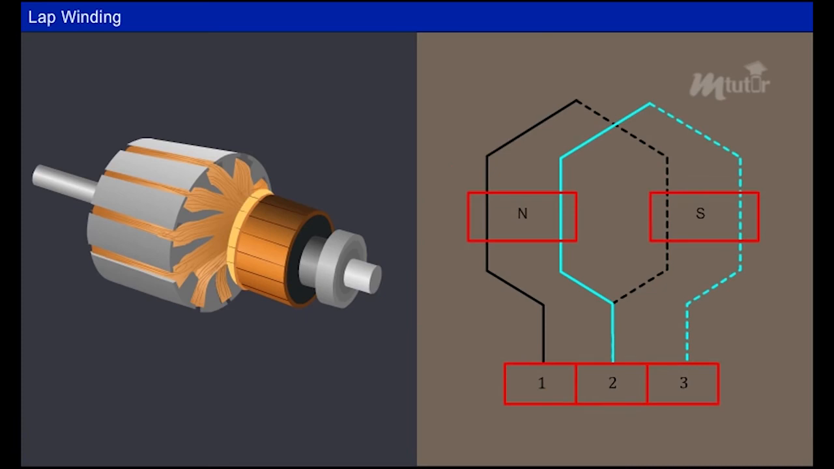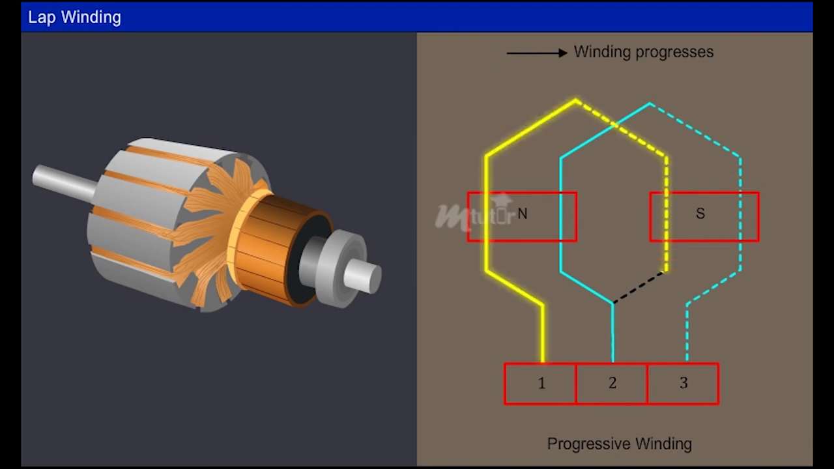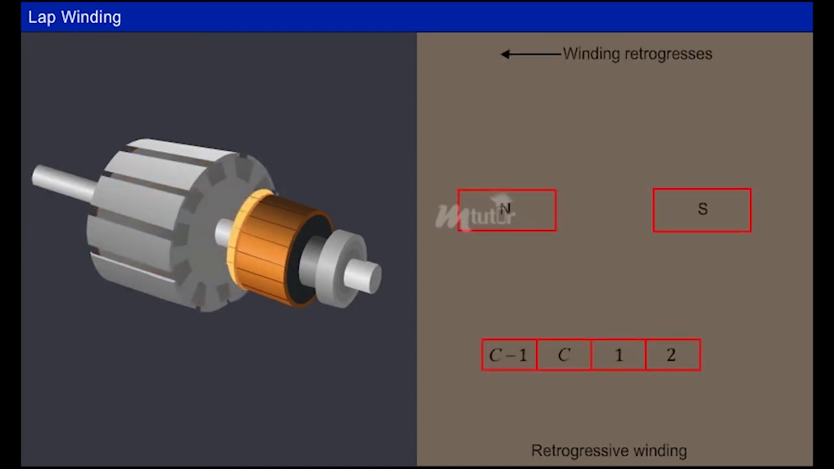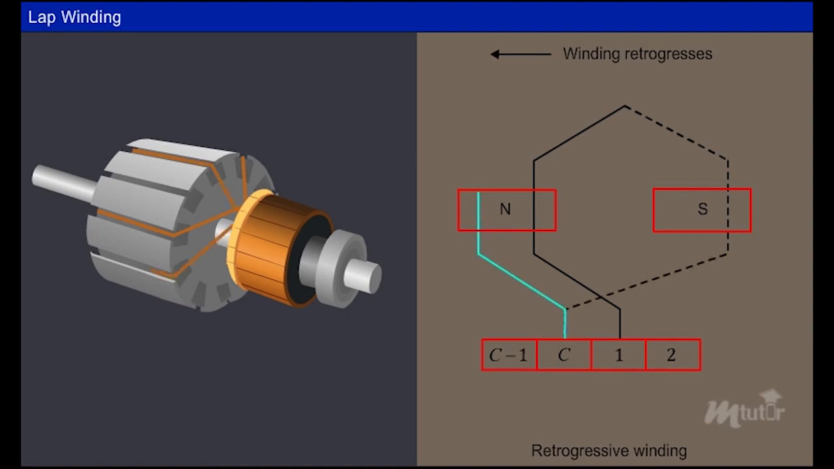The illustrated armature winding is called progressive winding, as the winding progresses in the direction of the coil wound. The other way of winding is called retrogressive winding, in which the winding progresses in the direction opposite to that of the direction of coil winding, as illustrated.